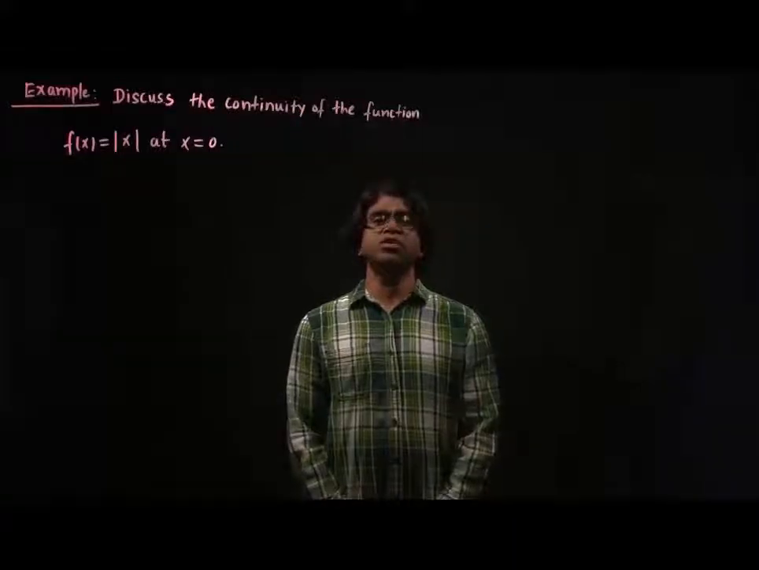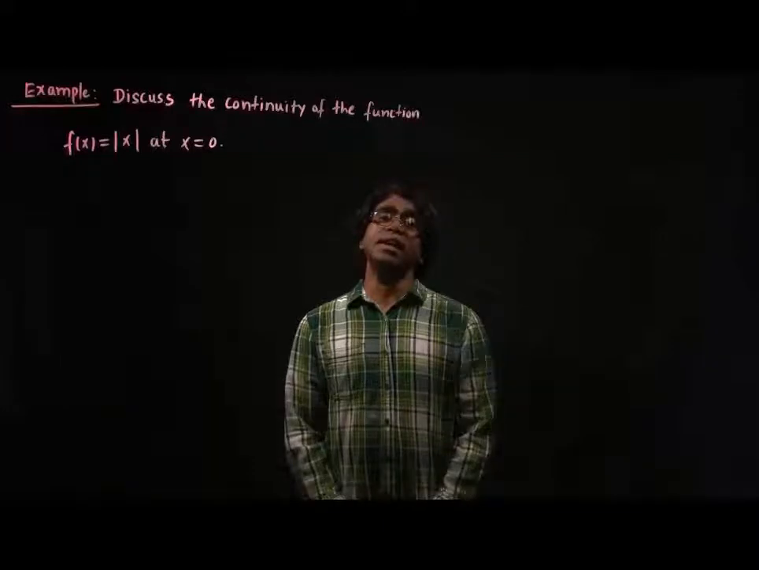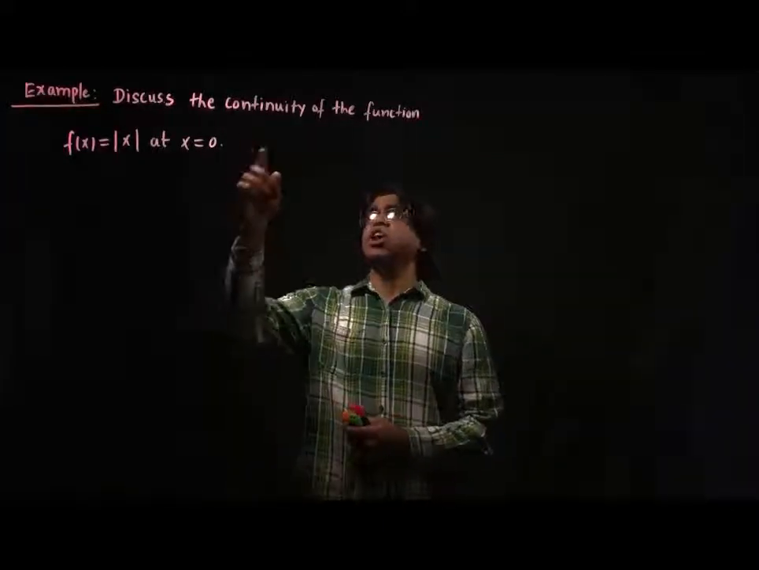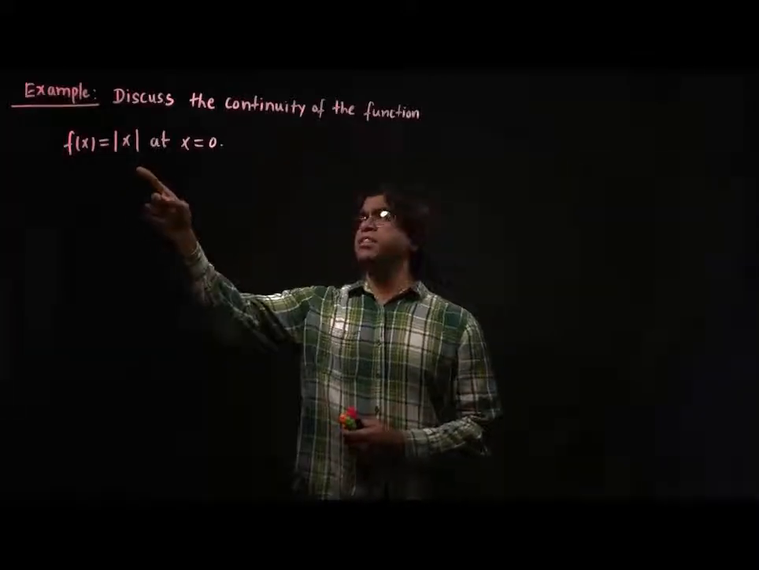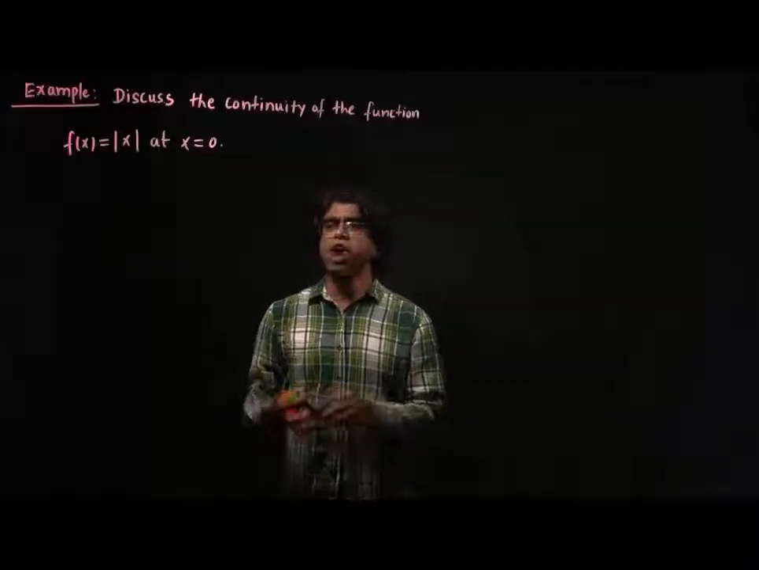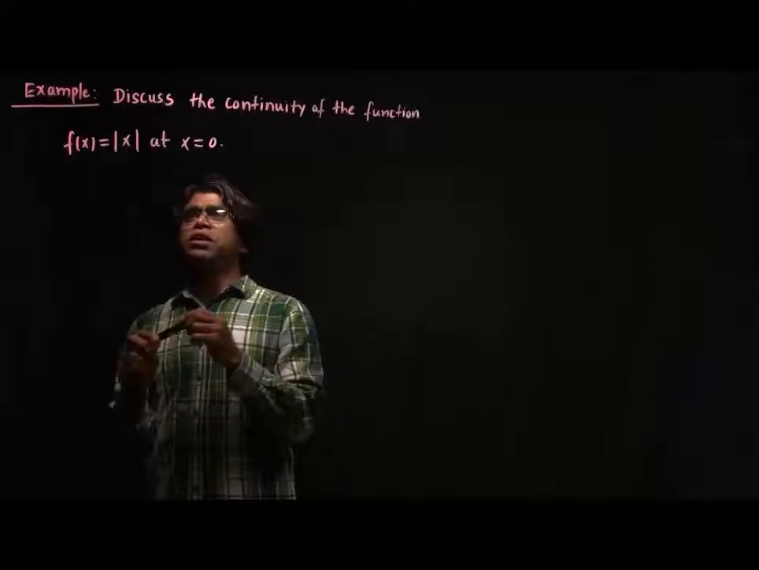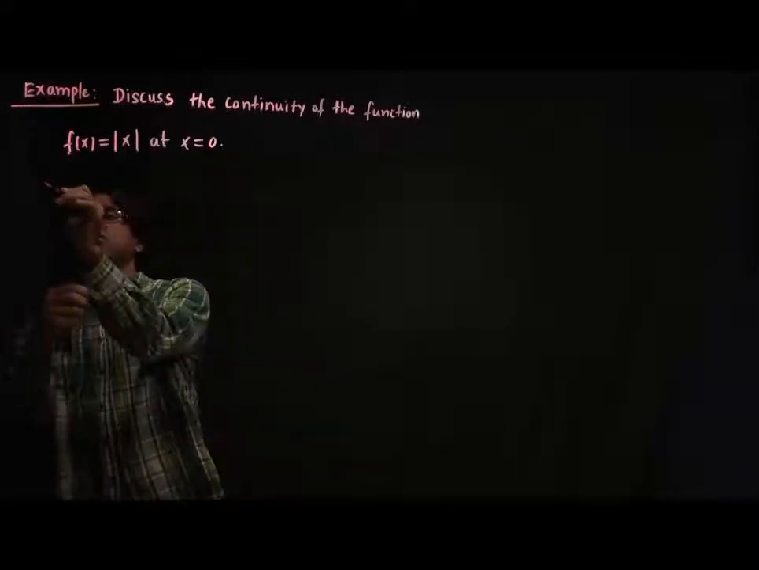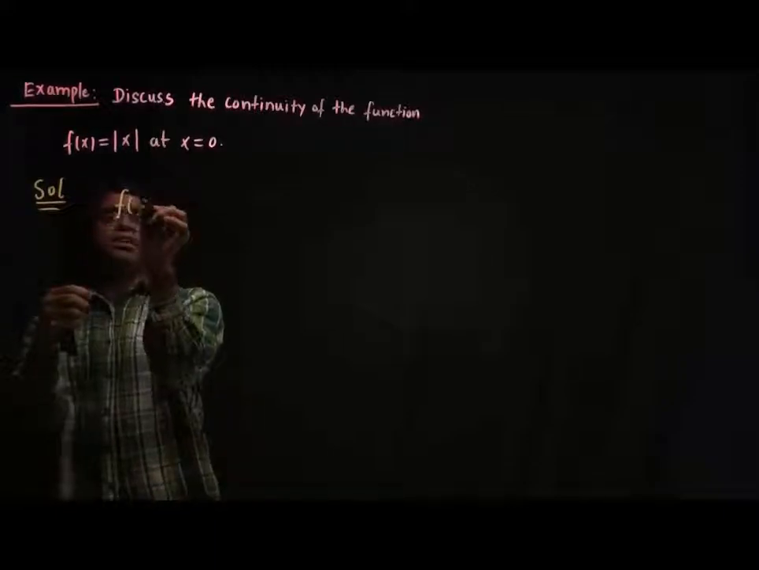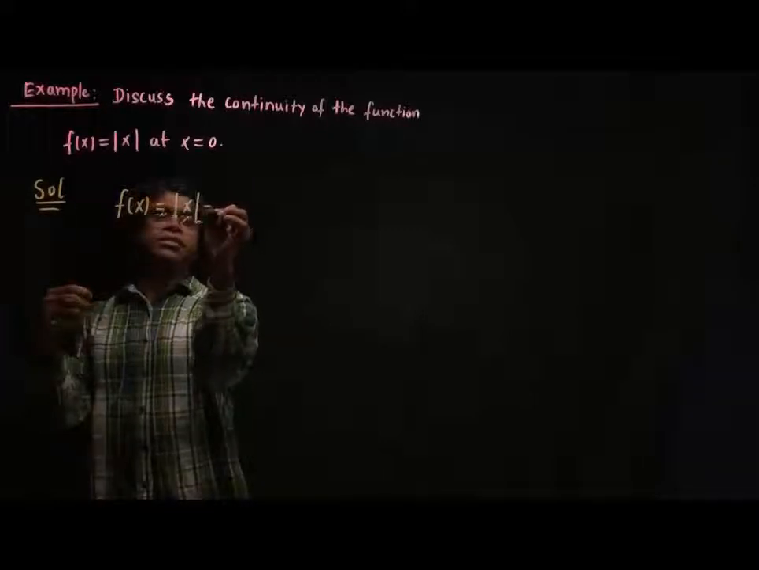In this video, we are going to talk about the continuity of the function. So let's consider an example. Our example is: discuss the continuity of the function f(x) = |x| at x = 0. In order to find the continuity of the function, I'm going to consider this function right here. My function is given as f(x) equal to the absolute value of x, right?